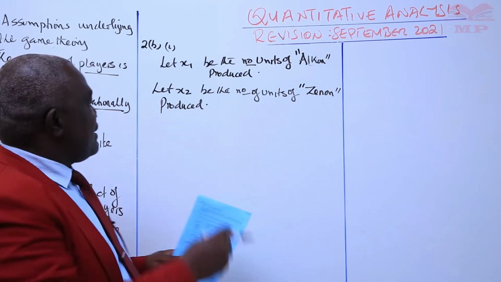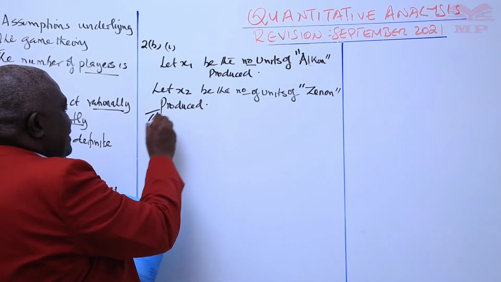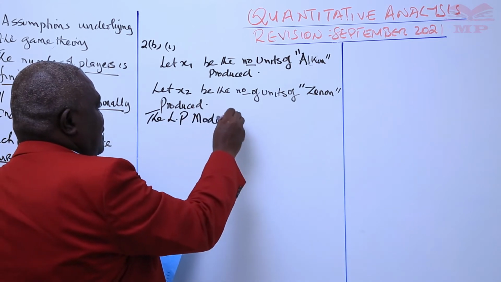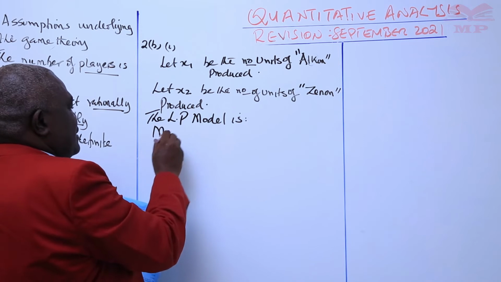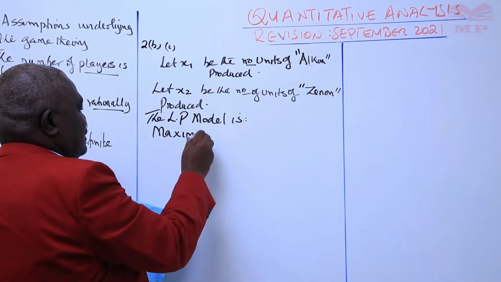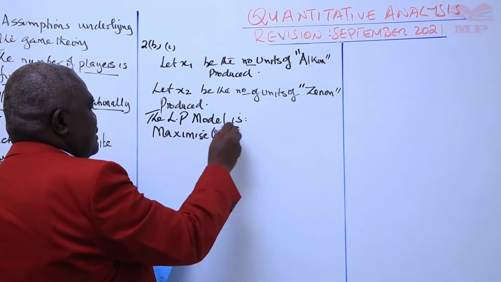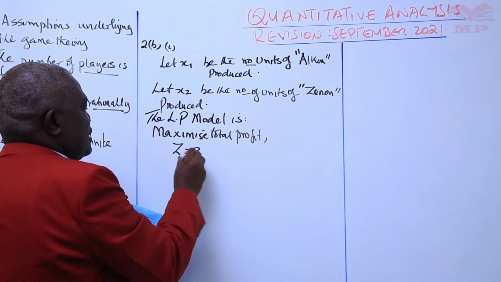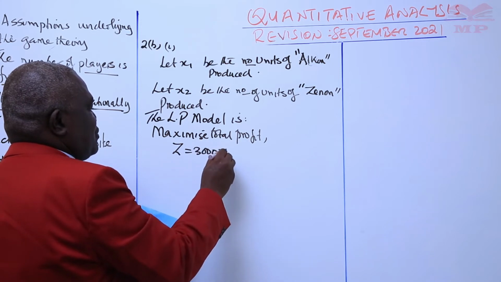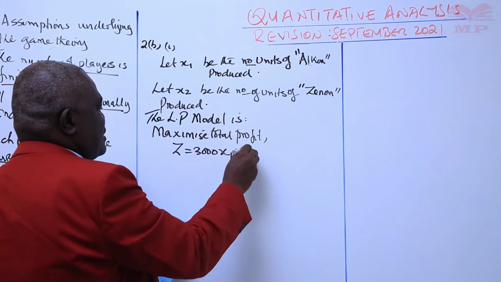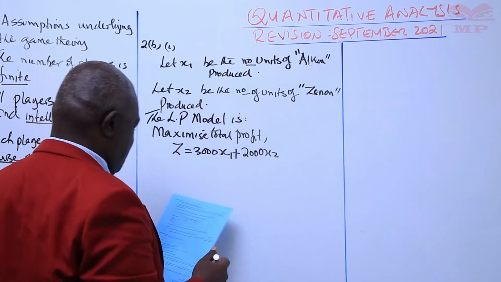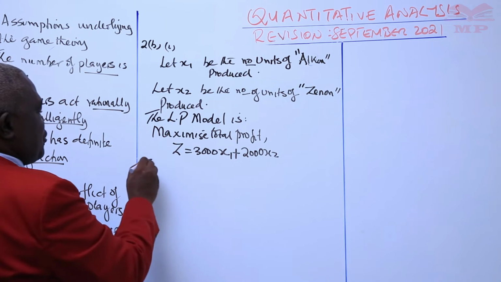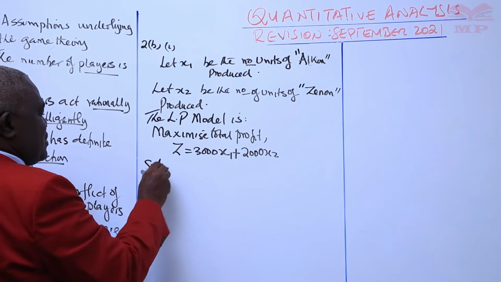So we say the LP model is maximize total profit, Z equals 3,000 X1 plus 2,000 X2 for xenon. Under what condition? We write subject to.